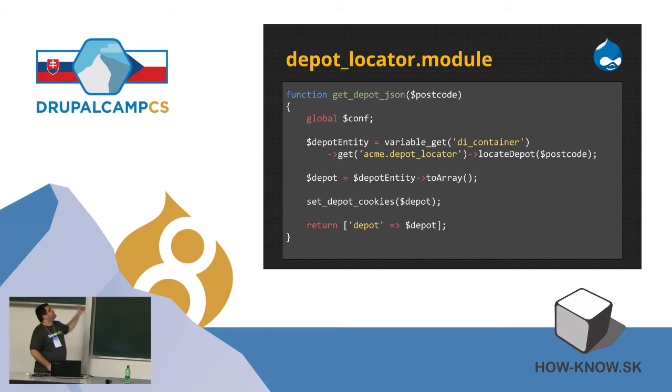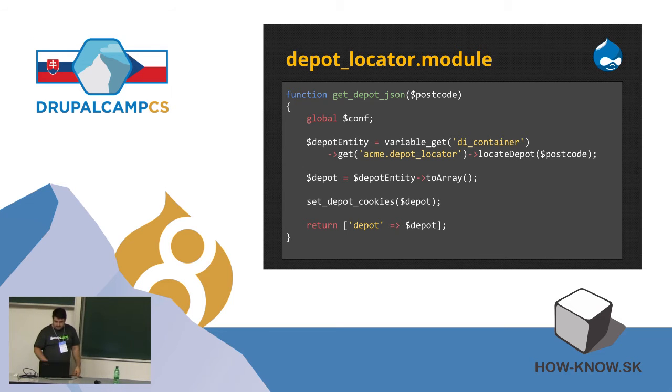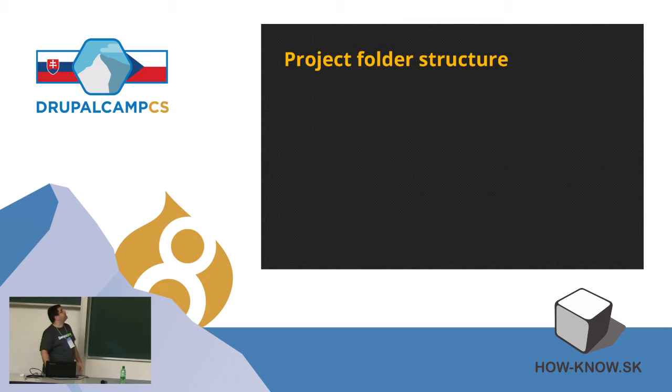And then we had to create a little module for the depot locator. This module would basically call a service to locate a depot, which was basically calling a Magento API and displaying the data back to the user. So it's Drupal 7 using dependency injection to find the right service in the dependency injection tree.